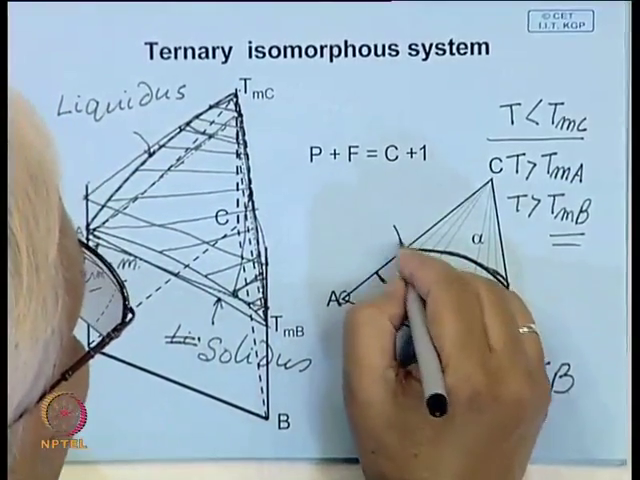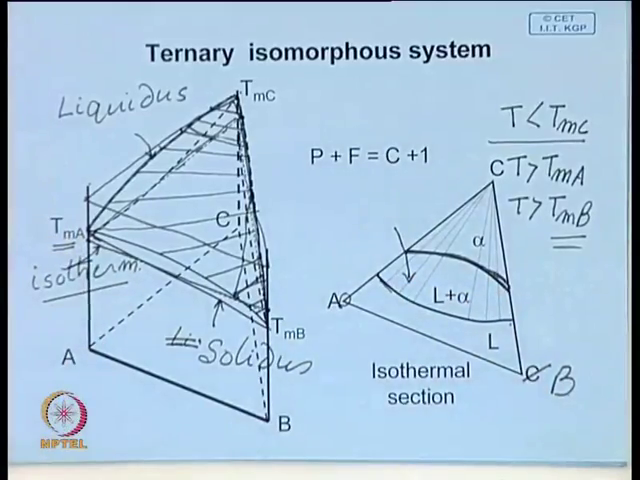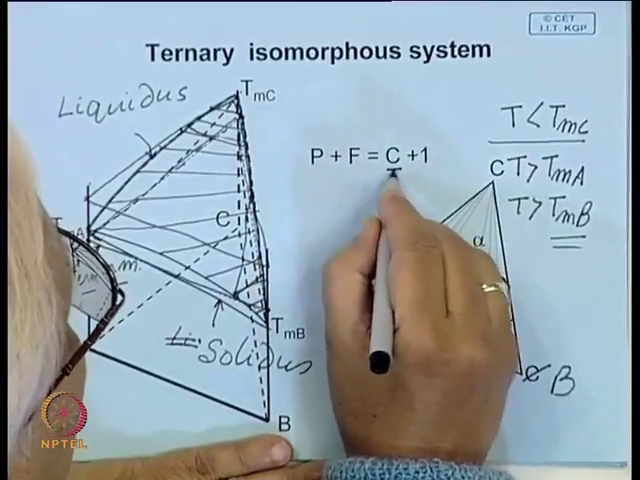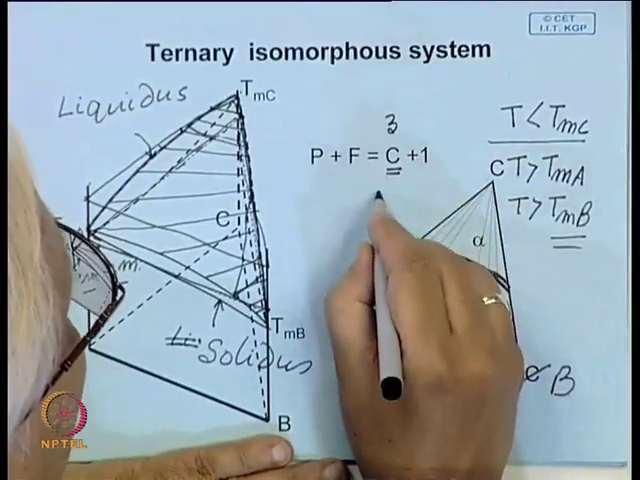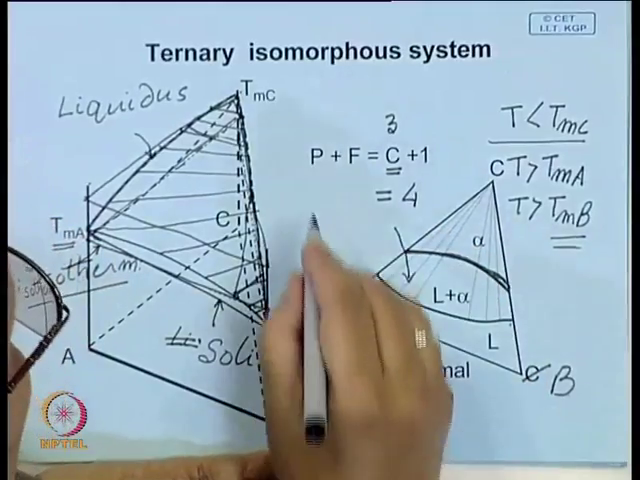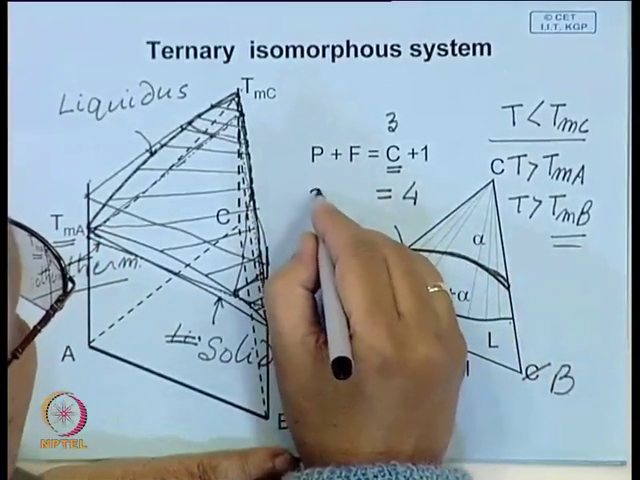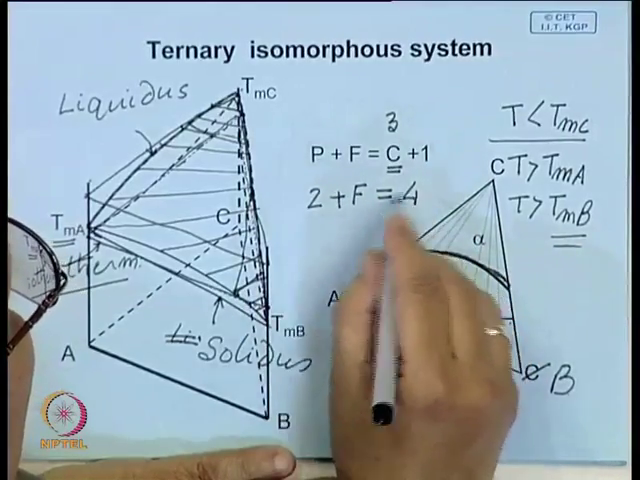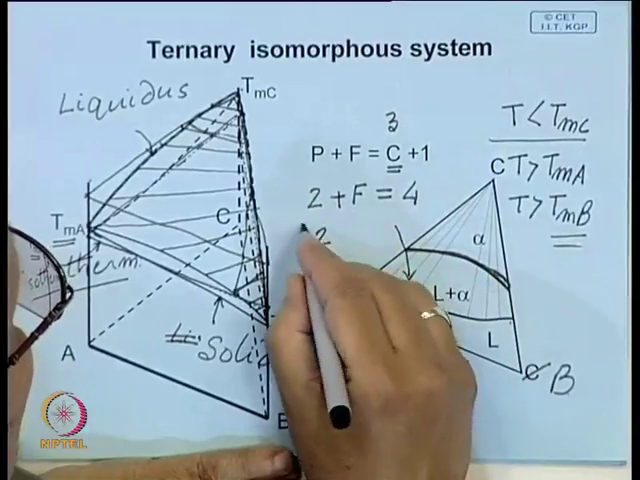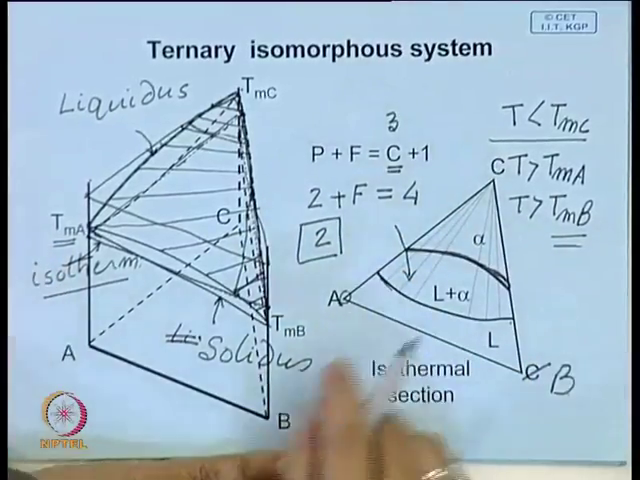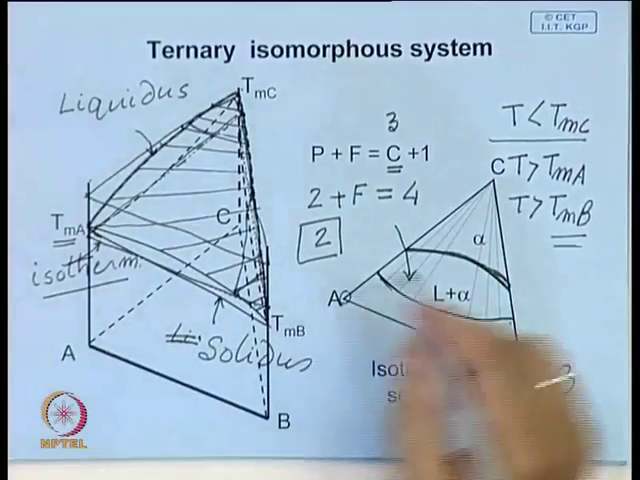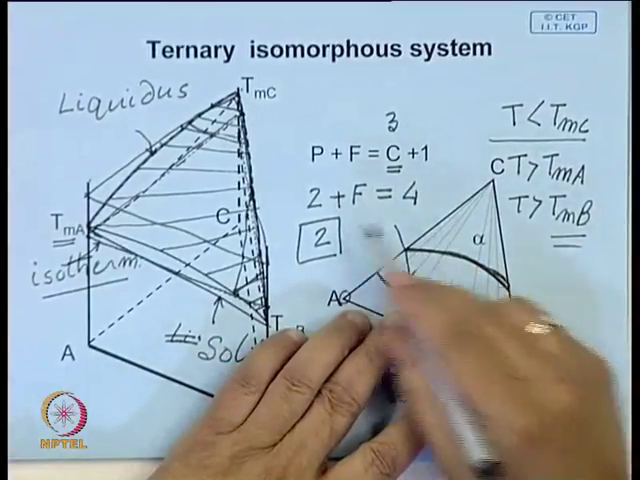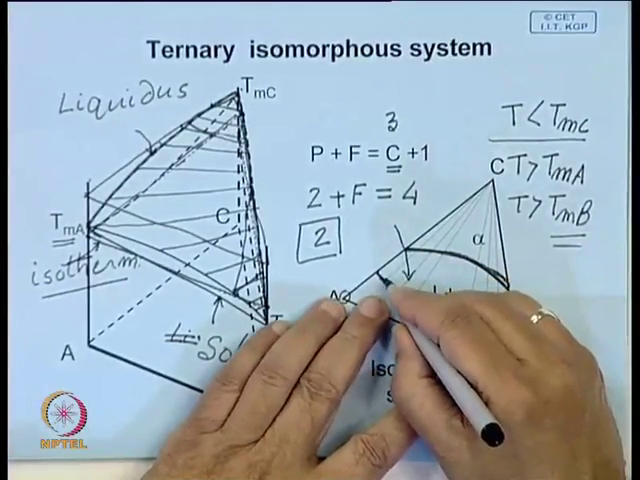Now, look at this condition where two phases are coexisting together. If you apply the phase rule, what do you get? This is a ternary system, so the number of components is 3, so this equals 4. The number of phases coexisting, P, is 2. Therefore, the degree of freedom here is 2. One we are fixing by fixing the temperature. But that alone does not define this two-phase region; one more variable needs to be fixed, which is this tie line.